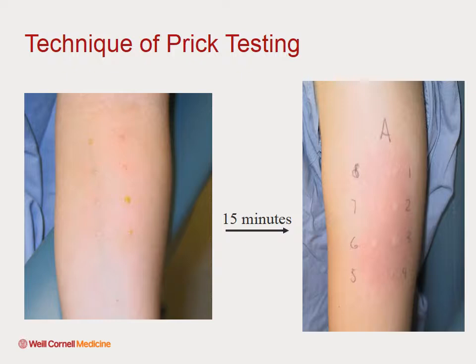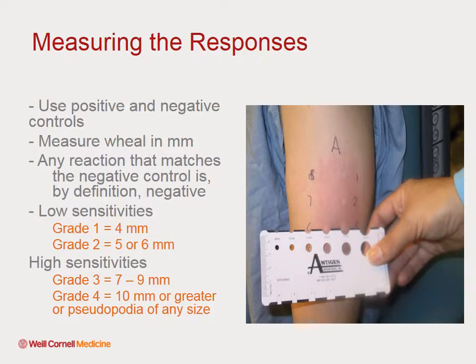If you have one device that you're applying, you don't necessarily need to label A or 1 through 8, but if you have multiple devices, it may be helpful to do some labeling of the skin so that you know what you've placed on the skin. So after 15 minutes, you can measure the response.